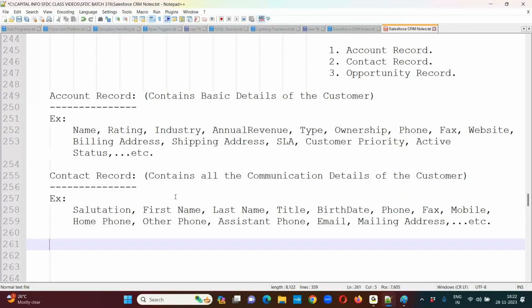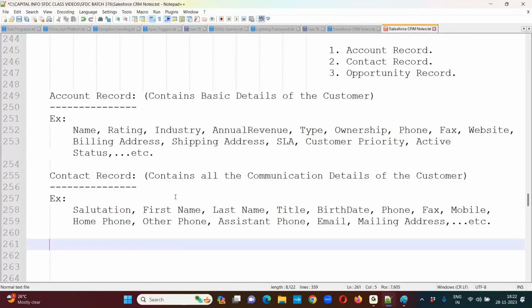Now here you might be raising a question also. Sir, already in the account record we have the phone number and the fax number, so why are you maintaining a contact record separately here? I will come to that concept and that point also. We'll see that part today. I will explain why Salesforce maintains a separate contact record, because we are already capturing the phone number and fax number inside the account record itself.